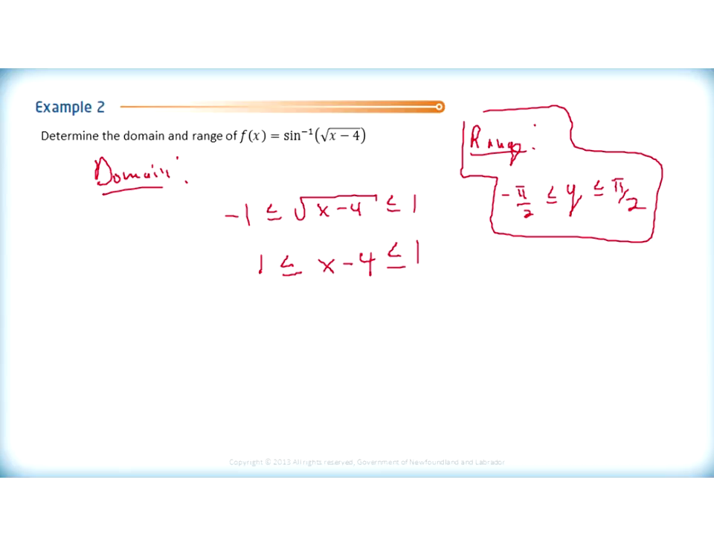So if I do that, I'm going to add 4 to everything. So I have 5 is less than or equal to x, which is going to be less than or equal to 5. That's a bit fishy, isn't it? Let's see. If that's the case, does that mean that x could only be equal to 5? There's definitely something amiss here. So let's think about this for a second.